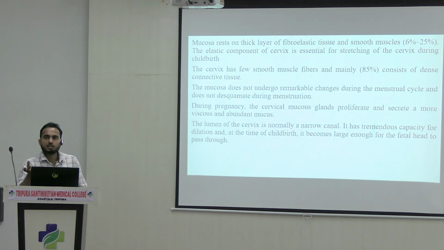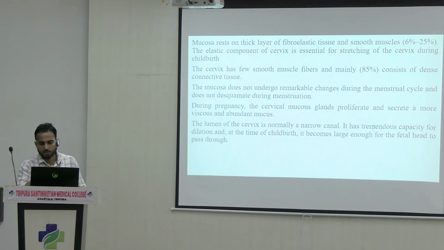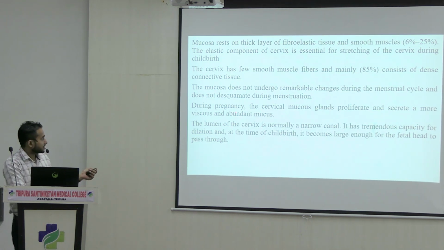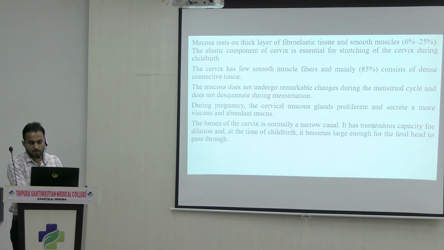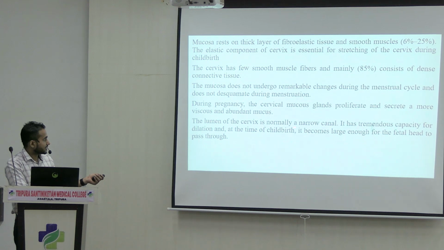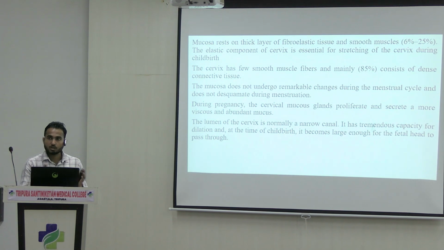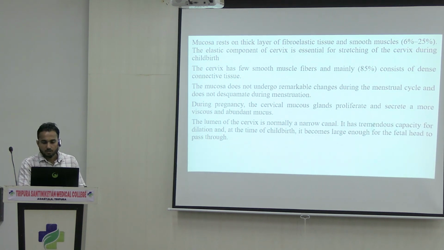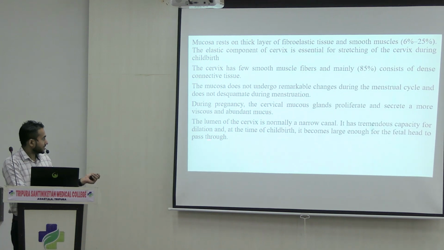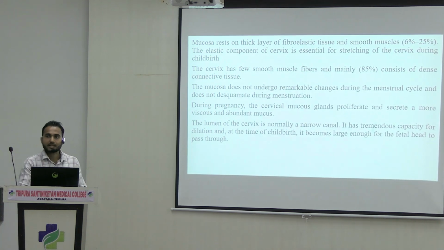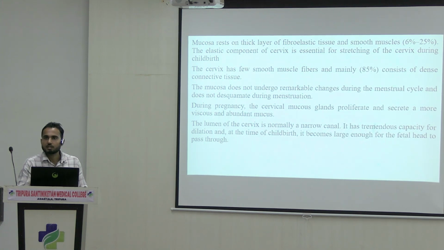During the menstrual cycle, it doesn't undergo remarkable changes. That means some changes do take place, but not like the changes in the endometrium. Next, during pregnancy, the cervical mucus glands proliferate and secrete more viscous, abundant mucus. Next, the lumen of the cervix is normally very narrow, but it has a tremendous ability to dilate, which is important so that the head of the fetus can pass through it. That's why the elastic component is present in the cervix.